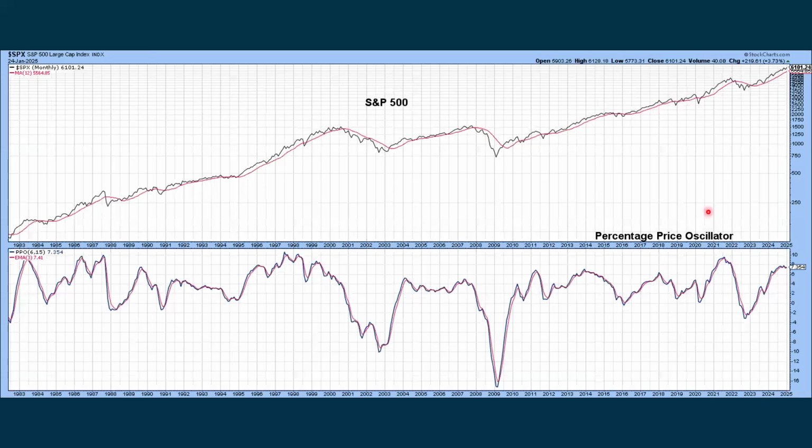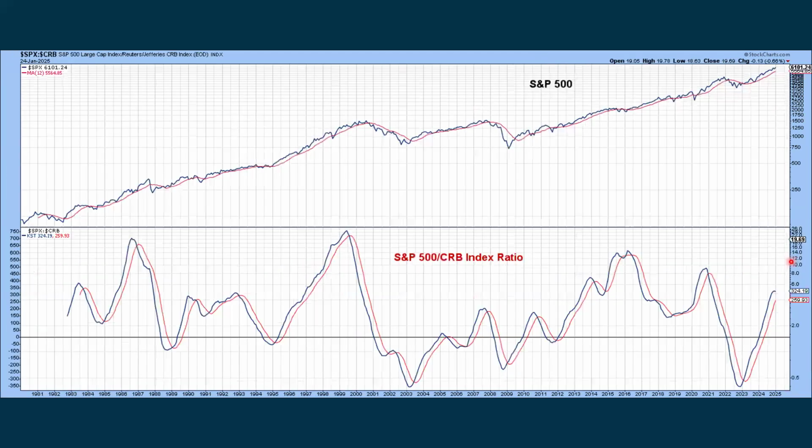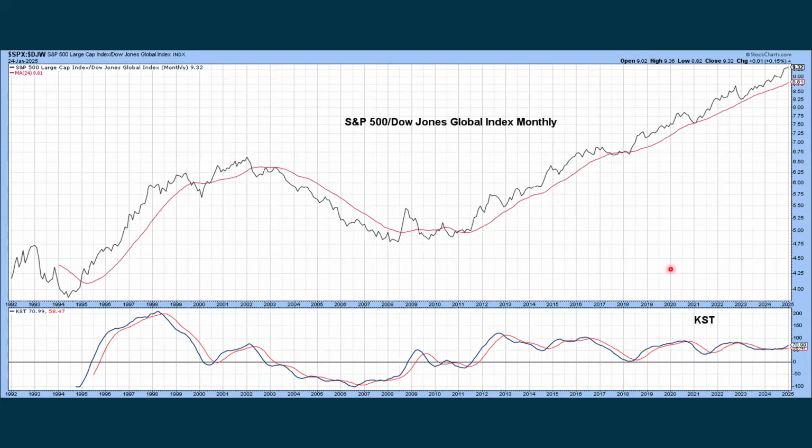Then the S&P monthly chart, and then with the percentage price oscillator, we're seeing a little bit of vulnerability here. We're going to need to keep going up here for this oscillator to turn back up longer term. And then the S&P on top, and then a ratio between stocks and commodities here. Stocks are still outperforming. Another look at a ratio between US and world or global stocks. US stocks are outperforming. We're seeing the KST, the longer term momentum oscillator, starting to go back up as well.